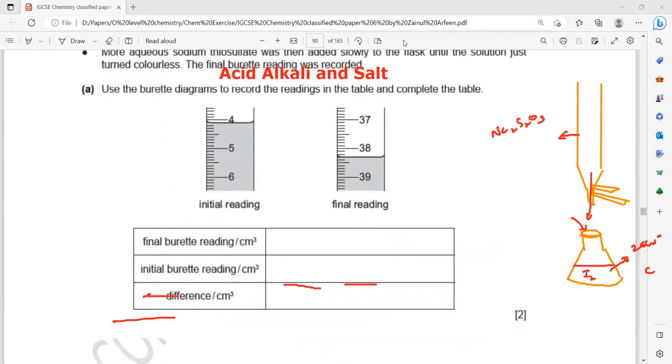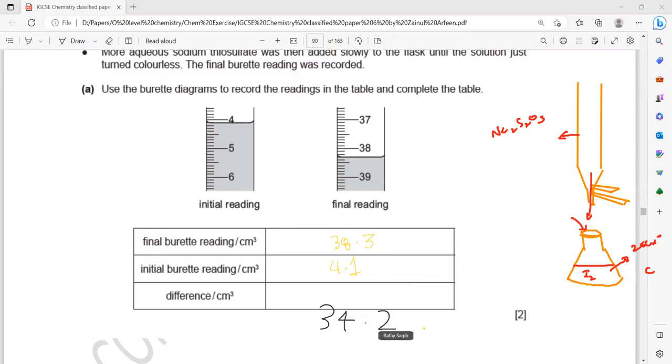So you can use screen annotation to complete the initial and final burette readings and the difference as well. The initial is 0.3 and the final is 34.5, and how much is the difference? 34.2 is the difference. It means that we used 34.2 cm cube of thiosulfate in the first experiment.